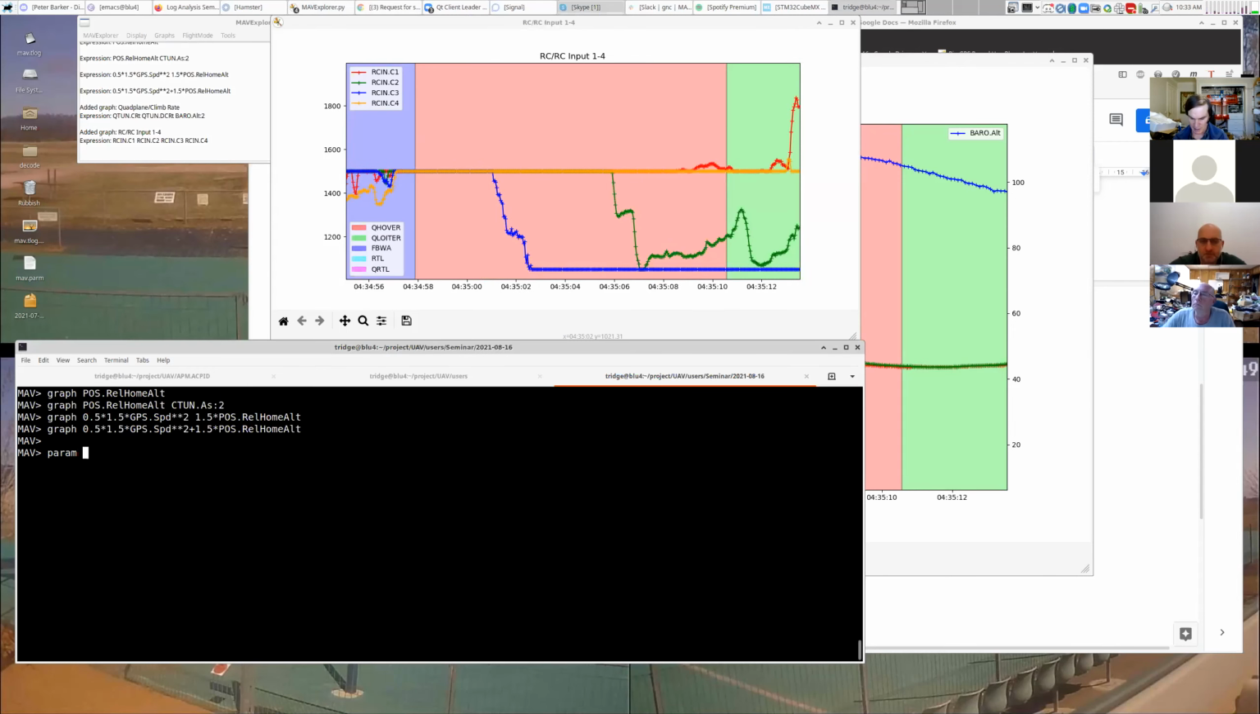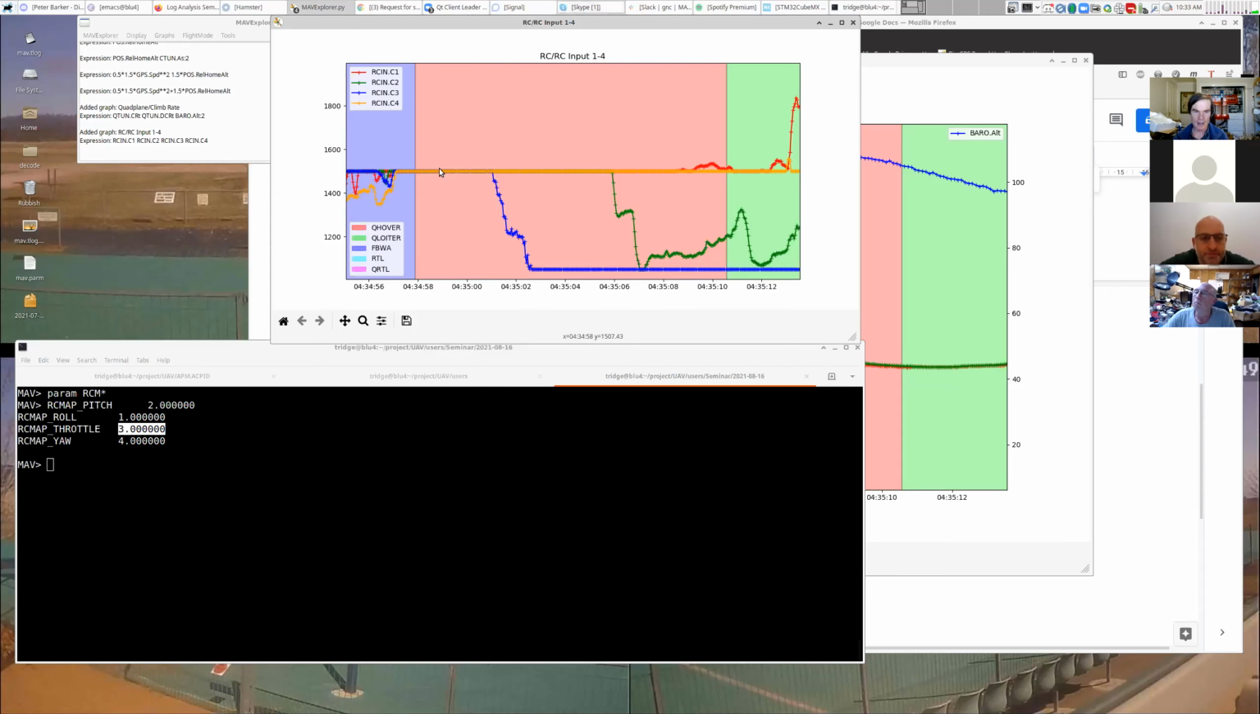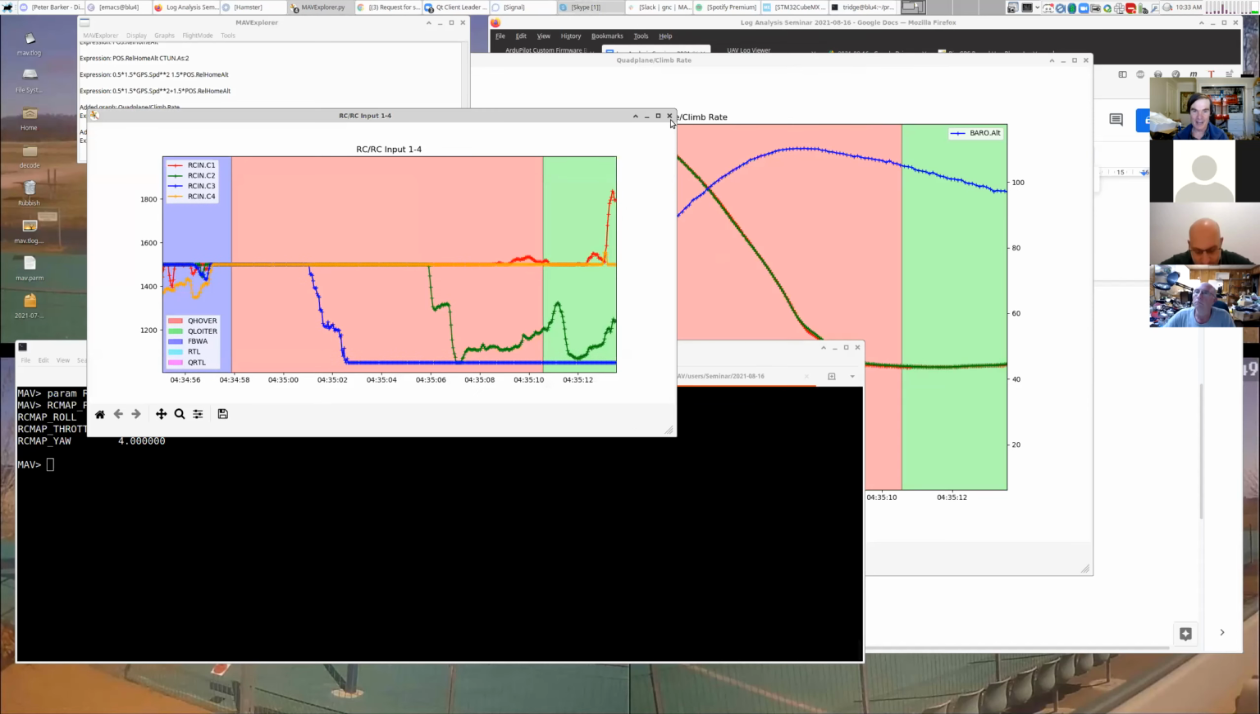If we have a look at RC map, channel 3 is throttle. And in fact, he's demanding neutral at the beginning in hover, then he's saying, please come back down. All right, and yet it's climbing.